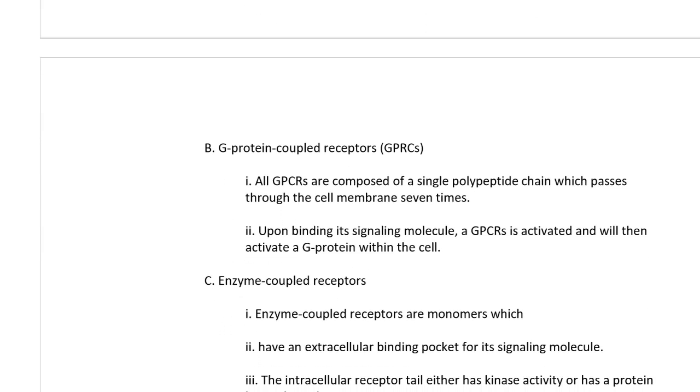G-protein coupled receptors, GPCRs. All GPCRs are composed of a single polypeptide chain which passes through the membrane 7 times. Upon binding its signaling molecule, a G-protein coupled receptor is activated. It will then activate a G-protein within the cell. It's very important to note that this is a class of proteins. There's many different types of G-protein coupled receptors, but they all have something in common, and that is that it's a single polypeptide chain that passes through the membrane 7 times.